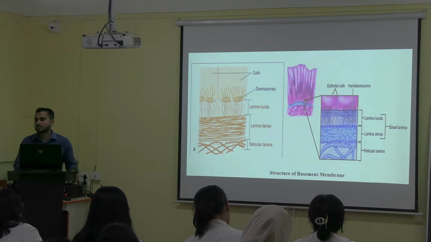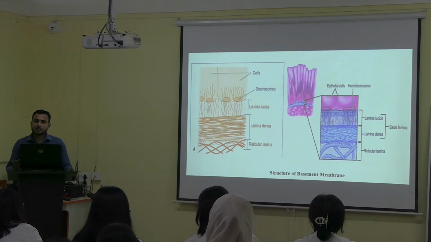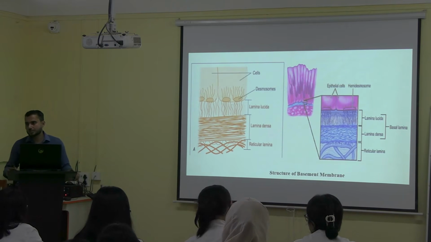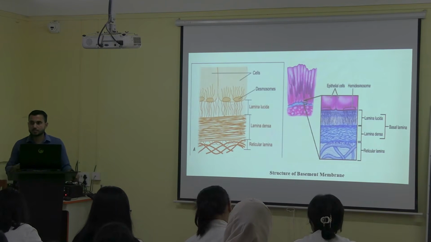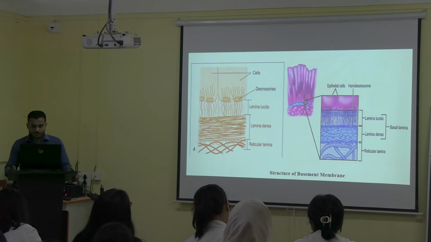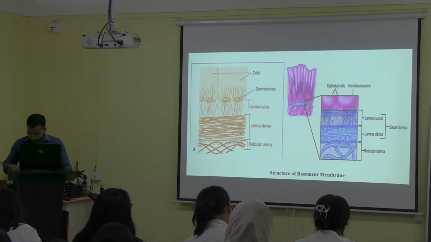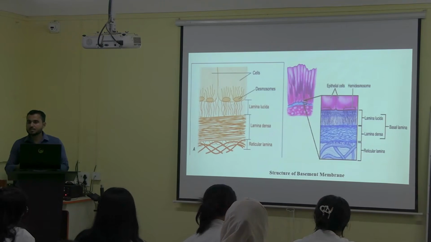The structure of the basal lamina will become clear when we study the collagen fibers, their structure, and the amorphous matrix. Then only it will get clear. So that is all about the epithelial tissue. Now we'll go to the lab and then we'll see the slide.